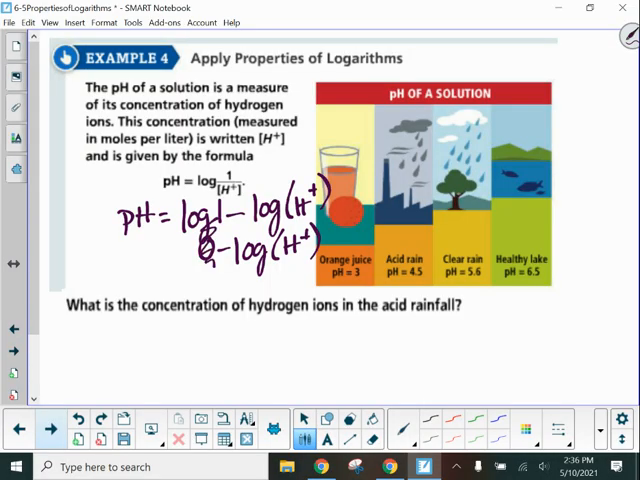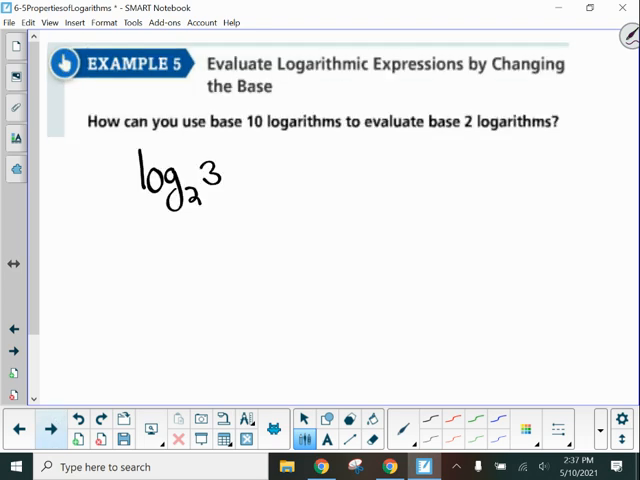And for this one, it says, what's the concentration in acid rain? So you're going to be using 4.5 as your pH. So you're actually going to be working backwards. You're probably going to have to change that into an exponential to solve. And again, that's in your textbook.